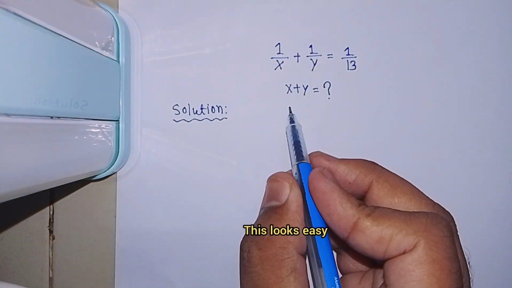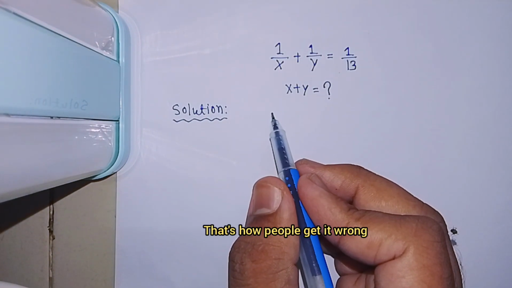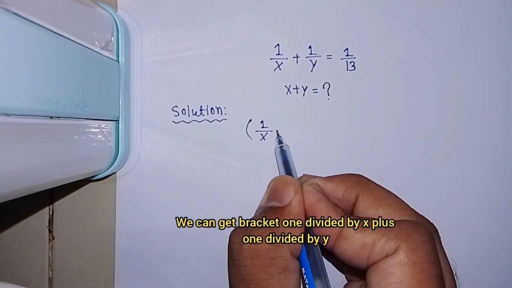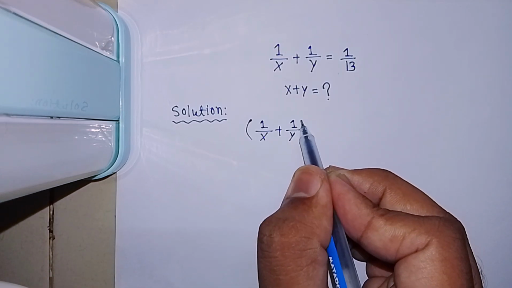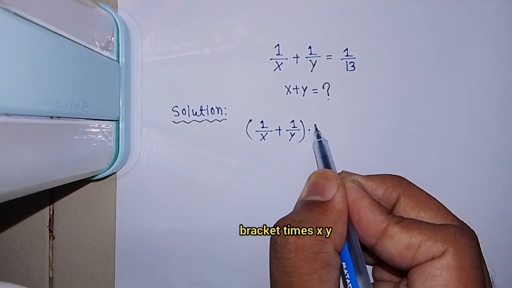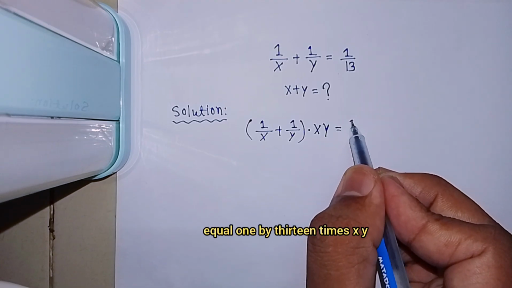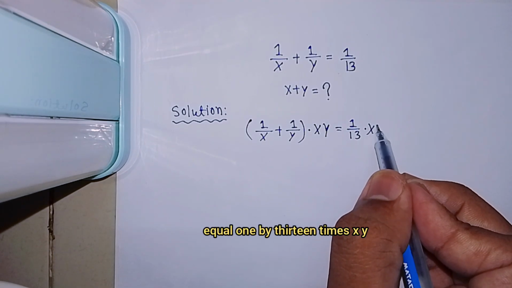This looks easy, but don't rush. That's how people get it wrong. We can get (1/x + 1/y) times xy equal 1/13 times xy.